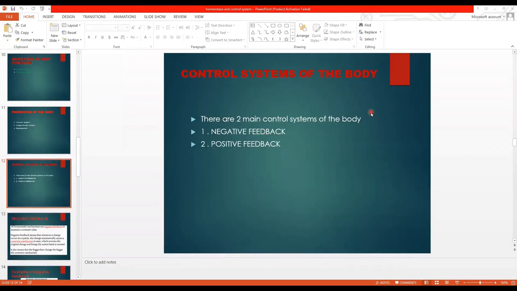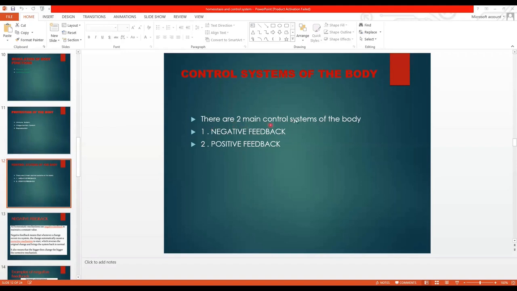We were studying cell physiology, and we will continue with it. Our today's topic is control systems of the body. Whenever there is a change in our body, because we have to maintain a constant state, which is homeostasis, these systems get activated. And then they react according to the change.